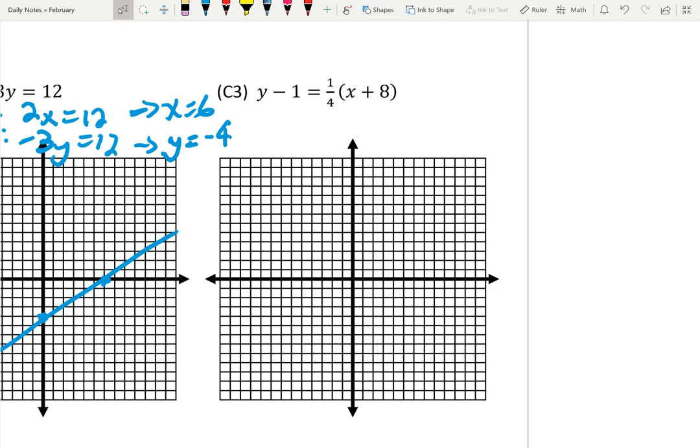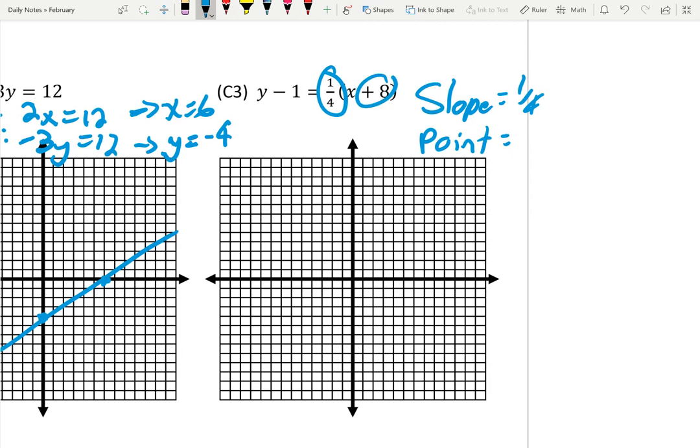This one, we have our slope, which is 1/4. And we have a point as well, because it's a point-slope equation. The point is our x and our y. So our x value is a negative 8, because remember the opposite. And our y value is a positive 1, because again, opposite. So a negative 8 and a positive 1. So we're going to plot that point first. So we're going to find negative 8, positive 1, which is here.